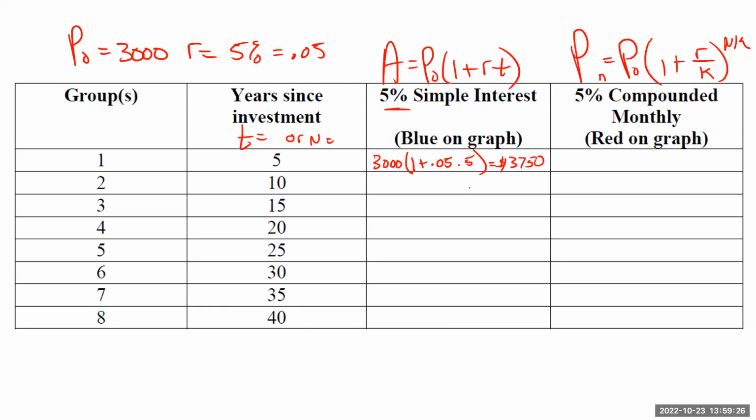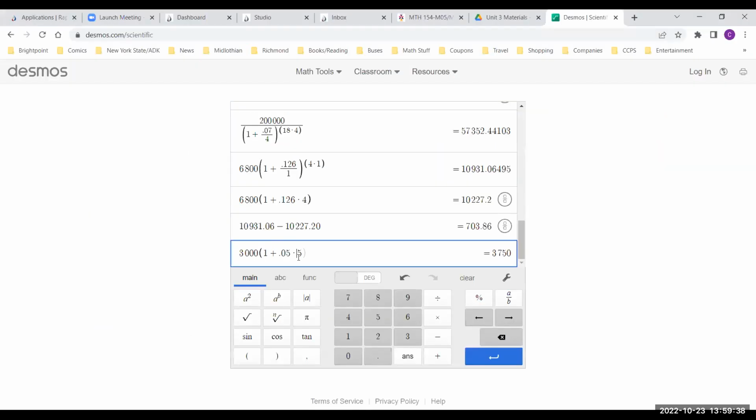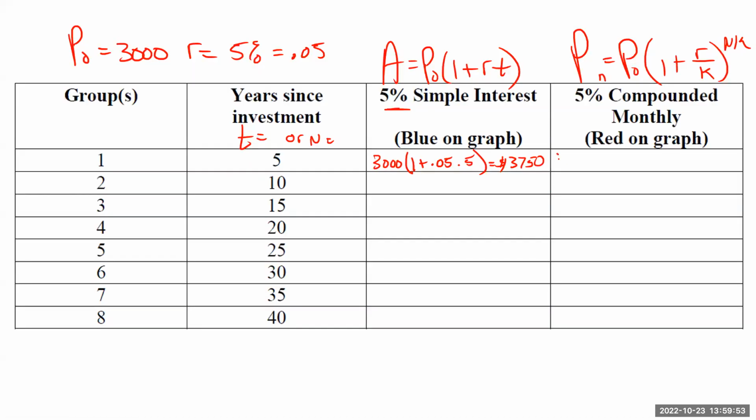All right, now I would recommend, we already have that in there. All we have to do is change the time value. So when you go back to Desmos, you just put in the correct time value. You can just delete out the 5, put in a 10, 15, 20, 25, 30, 35, and 40, and that'll get you your amounts. Okay, so I'm going to go ahead and show you the compound one first, and then you can come back and do the calculations. All right, the compound one, we have 3,000 times 1 plus 0.05 over 12 raised to the 5 years times 12 power. And let's see how much we have for compound interest.